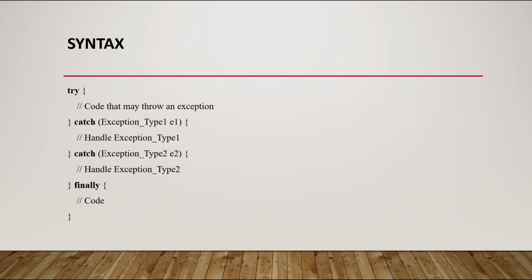This is how the syntax of try catch block looks. First comes the try block in which you have to write the code which may throw an exception. Then comes the catch block with the exception type. So you have to mention the exception type and handle it inside that catch block. As I mentioned earlier, you can add multiple exceptions. So here in this syntax, I have put two catch blocks just to specify how it looks. And then finally block will be executed even if the exception occurs or not.